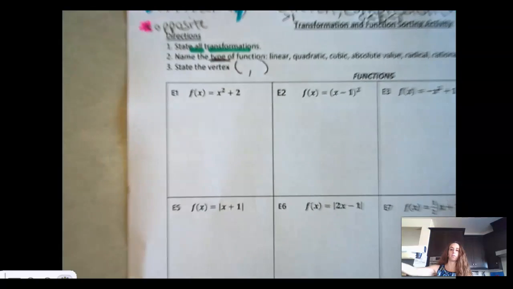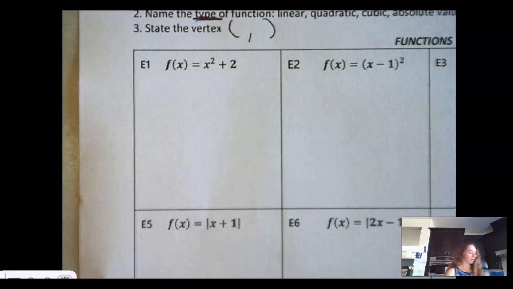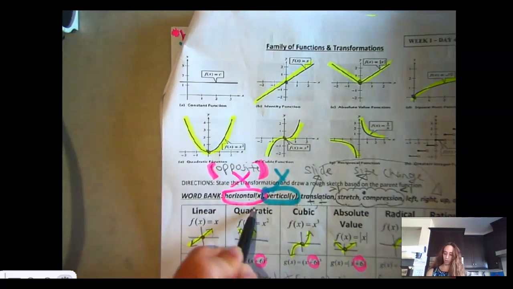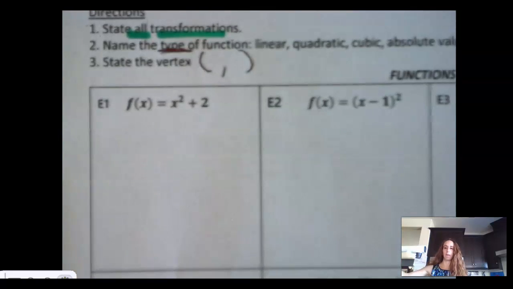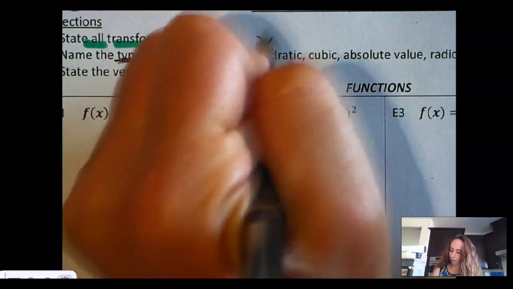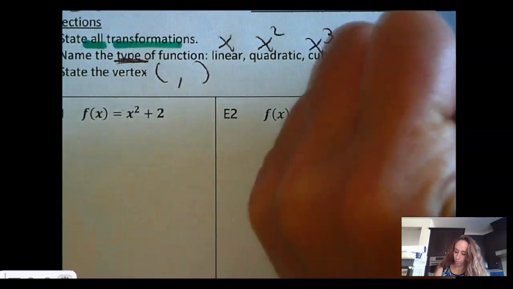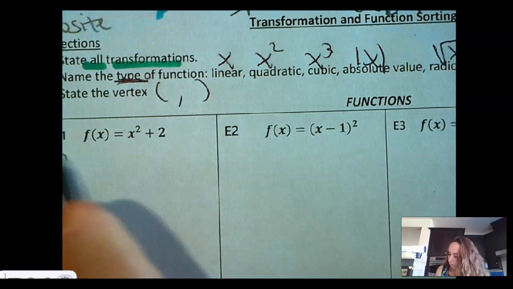So let's zoom it in for the first one. First thing I'm going to do is name the type. I'm going to go to this page in the packet where it says family of functions, and I'm going to use that to help me. Linear, quadratic, cubic, absolute value, radical, and rational. Okay? So I know that based on that page, it is a quadratic. Here's what might help. This is x squared, x cubed, absolute value, radical, and rational. Okay, so that might help if you've printed it out. So quadratic.